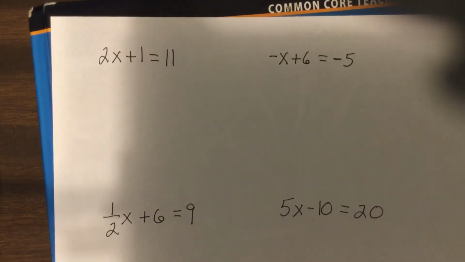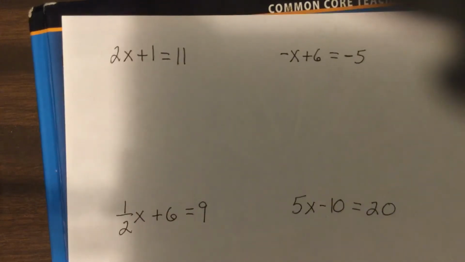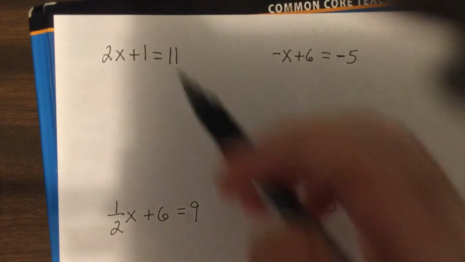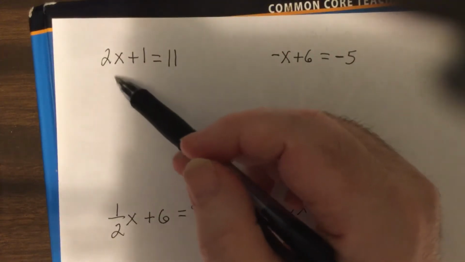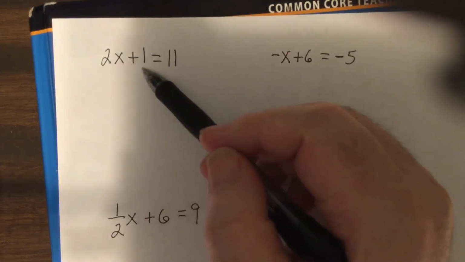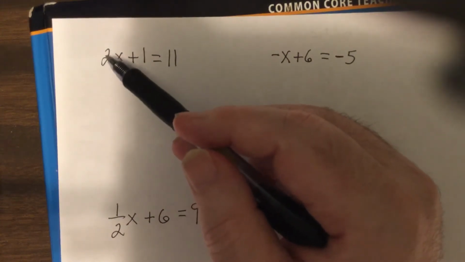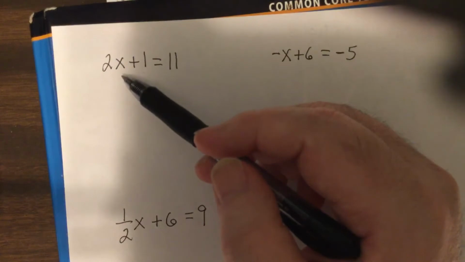Now we're going to do two-step problems, and then we're also going to look at fractions after that. But step one, if you have two steps, the first thing you want to do is get the variable term by itself. It just makes life too much easier.